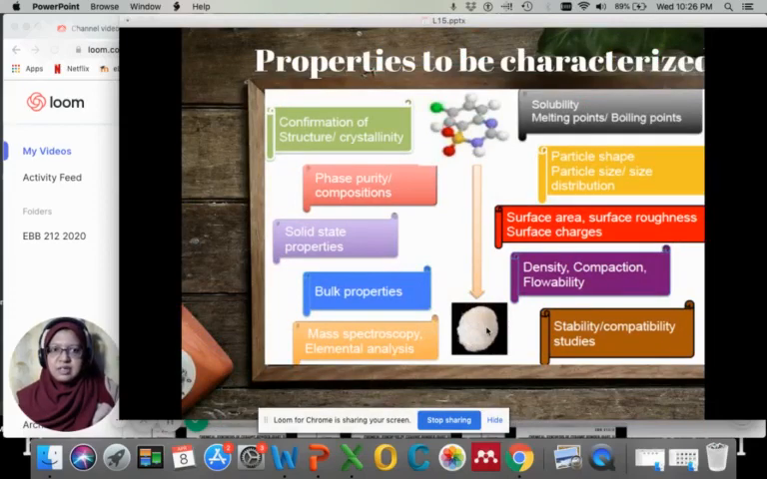Once you understand the criteria of advanced ceramic powders, then you will know what properties are to be characterized. For instance, you need to confirm the structure or crystallinity, phase purity, phase composition, elemental analysis, surface area, surface roughness, particle shape, particle size, size distribution, and many more.